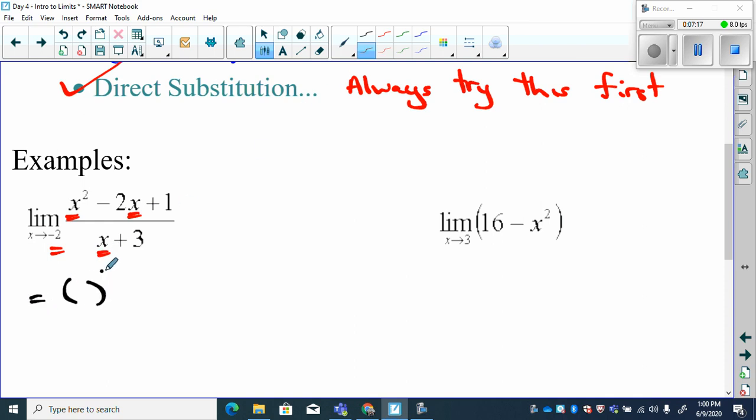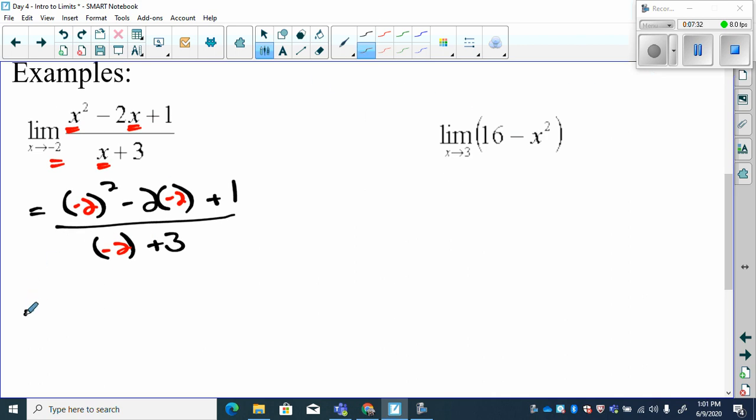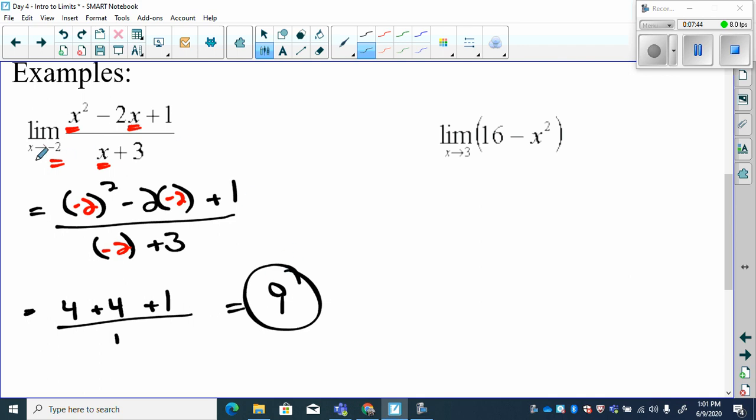So this is going to equal negative 2 squared minus 2 times negative 2 plus 1 over negative 2 plus 3. And we can solve and get 4 plus 4 plus 1 over 1, which would equal 9. That means as x approaches negative 2, as I move to the left 2 units, this curve, x squared minus 2x plus 1 over x plus 3, would have a height of 9. So direct substitution, all good.